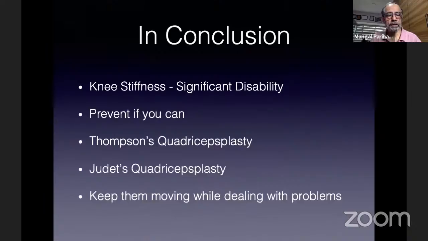So in conclusion, knee stiffness is a significant disability. We should always try and prevent it by doing good therapy when we do fixators and we put on lengthening frames and all that. But if it's not due to a fracture or intra-articular adhesions, many a time they will improve. I give them, as I said, up to a year for it to improve. If not, then you can think about a Thompson's or a Judet's procedure, depending on what exactly is the need.